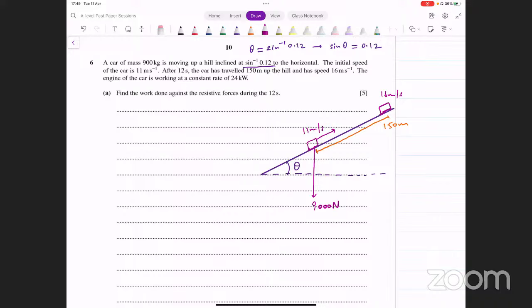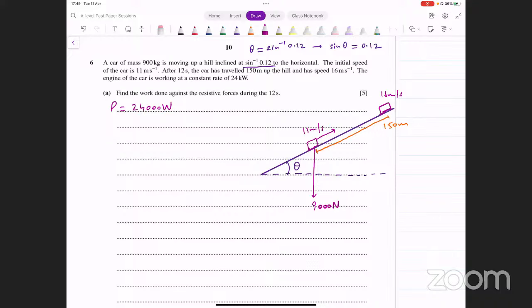The engine of the car is working at a constant rate of 24 kilowatts. So power is constant, and that's constant at 24 kilowatt. So you can say power equals 24,000 watt. That is what we have for power here.